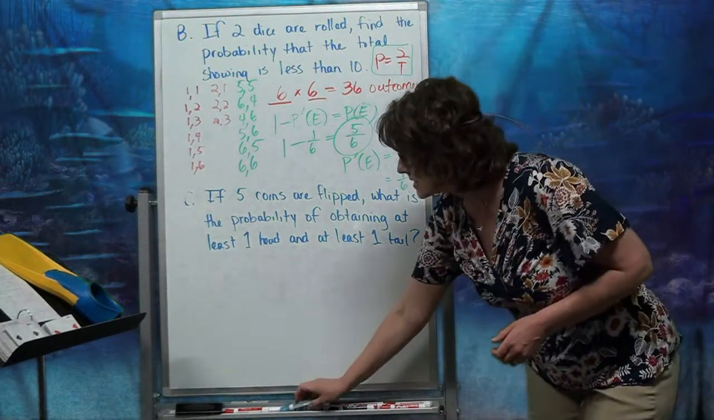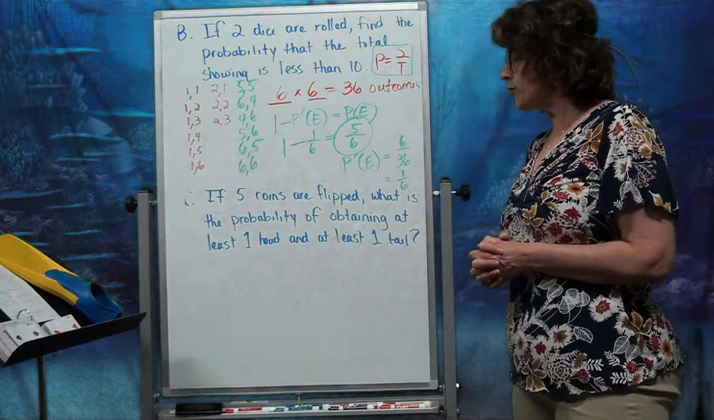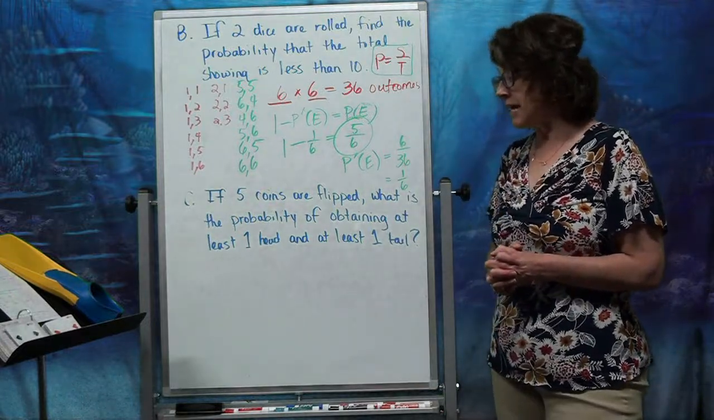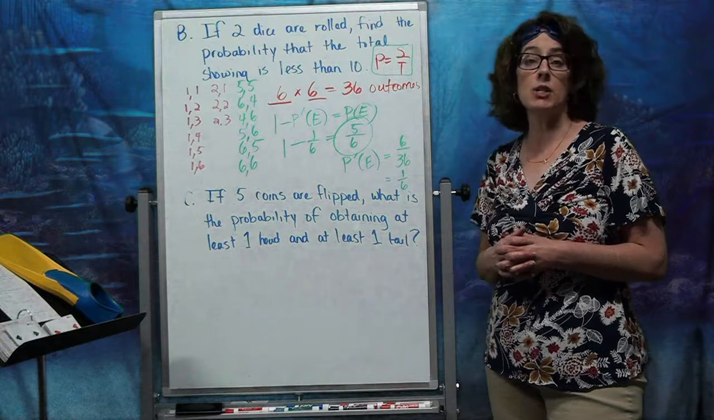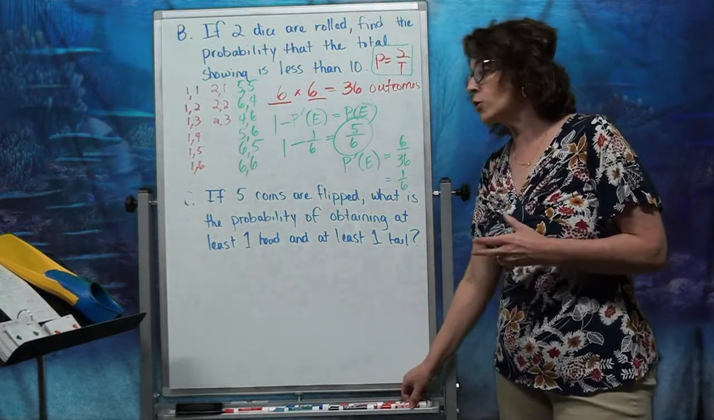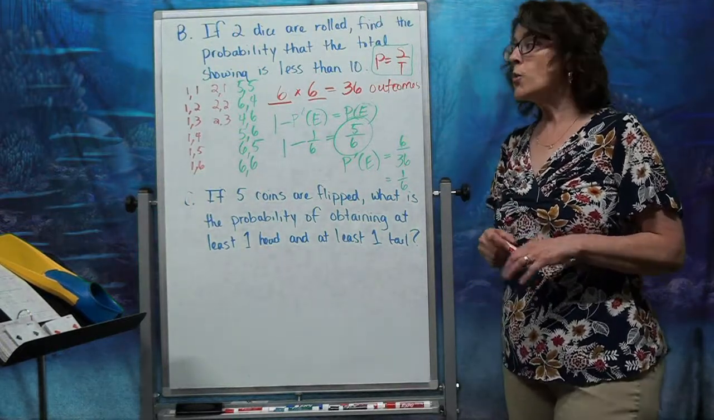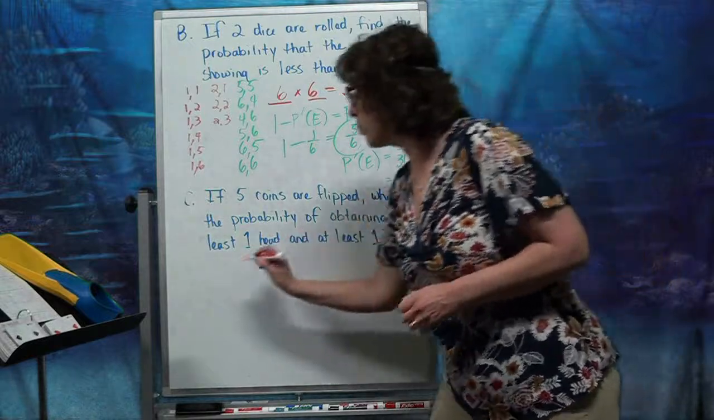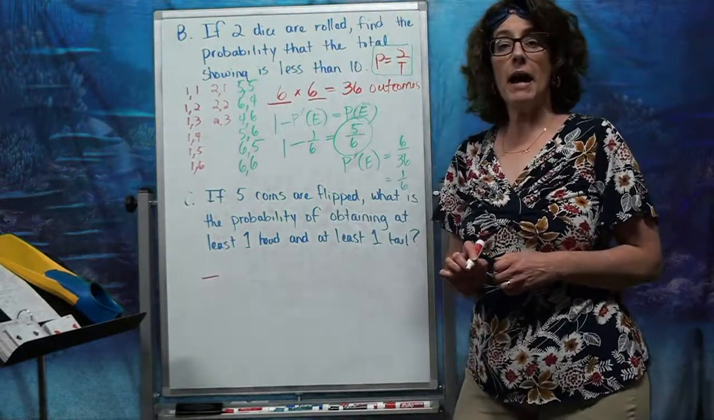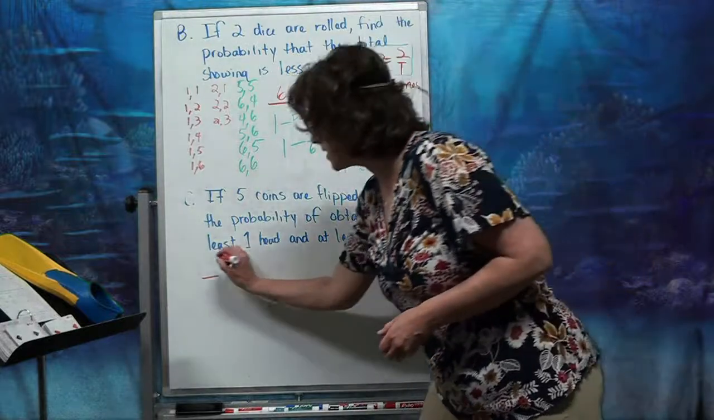Now let's look at our last example. It says if 5 coins are flipped, what is the probability of obtaining at least one head and at least one tail? Well, again, I need to create that sample space. So what happens here is I flip one coin. What are my outcomes? Heads or tails? That's the only thing that can happen.